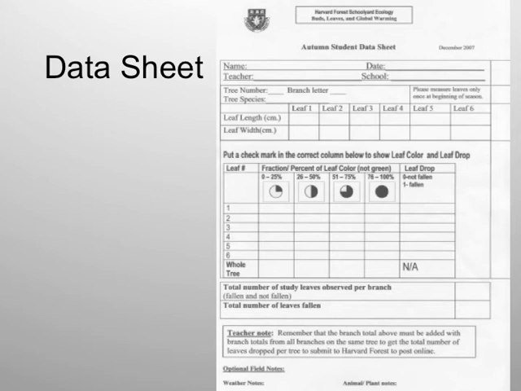Teacher, you're going to write Poston's School, Hanover High School. And so you're going to be assigned a tree number, a branch letter, a tree species. Every time you go out, you have to fill that out correctly.